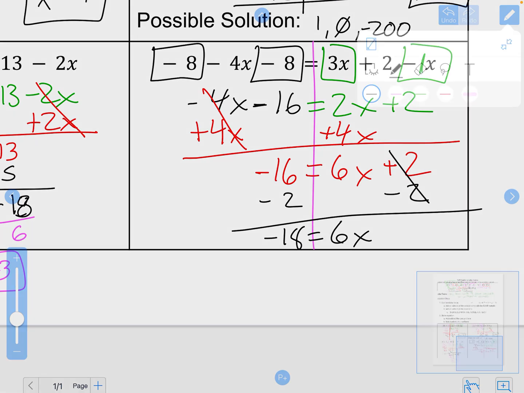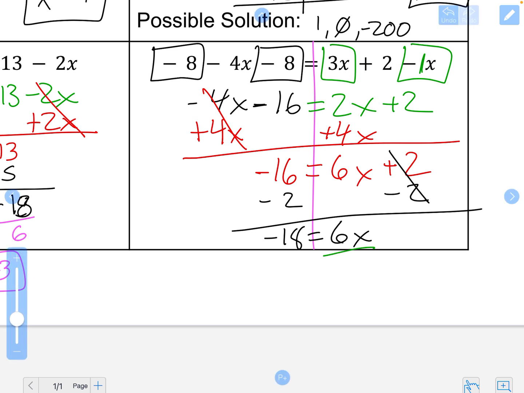And then my final step is going to be to divide by my coefficient. And so x is going to equal negative 3. And that is how we combine like terms and then solve equations.